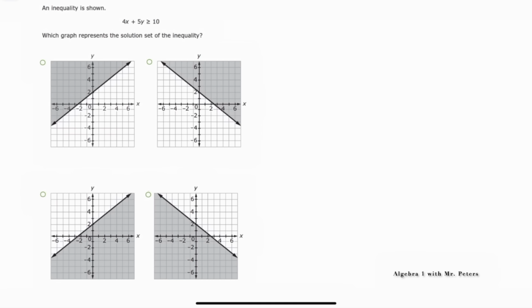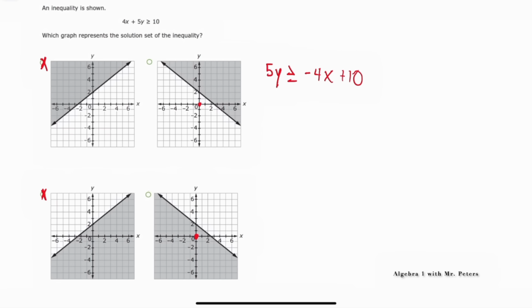Problem number 3 is very similar to the previous problem, but the difference is we have to make sure we pick the correct shading. So the first thing I would tell you to do is let's just put this in slope-intercept form. So we subtract 4x and we're left with 5y is greater than or equal to negative 4x plus 10. I did it like this because now we know that whatever graph we pick, it's supposed to be a negative slope. Answer choice A is a positive slope and answer choice B is a positive slope. So now it's either going to be answer choice C or answer choice D.